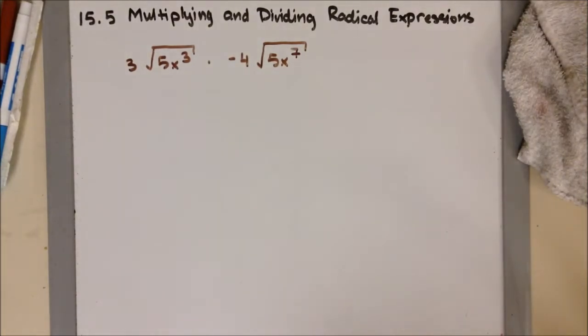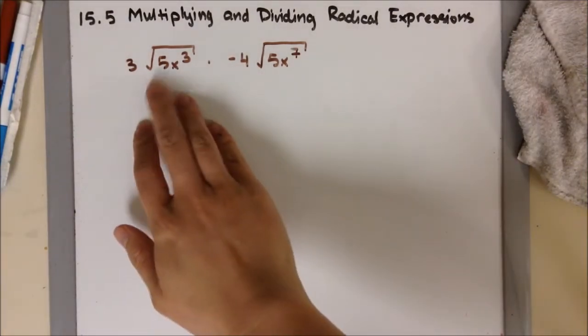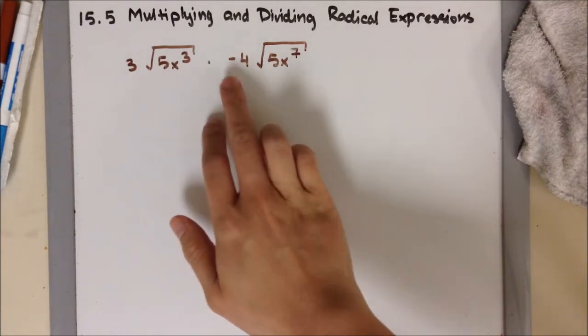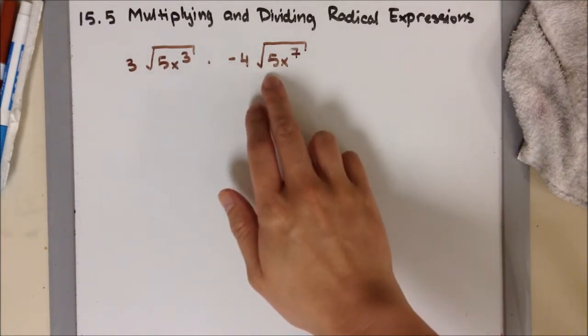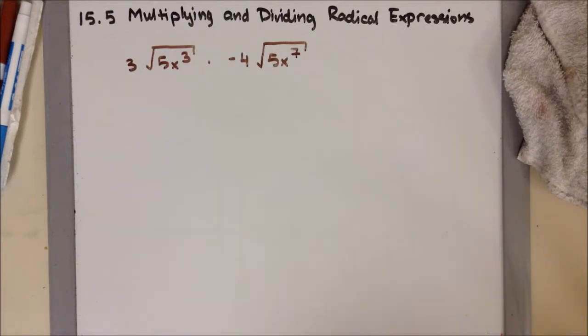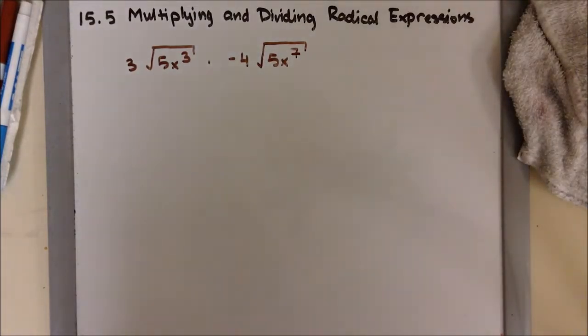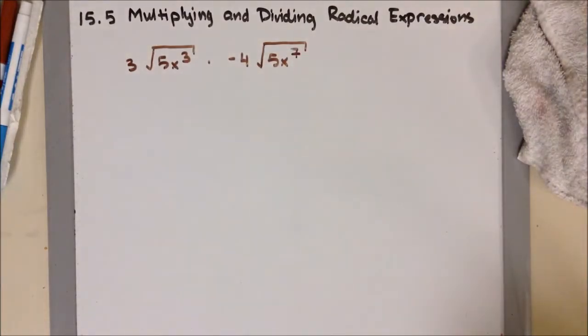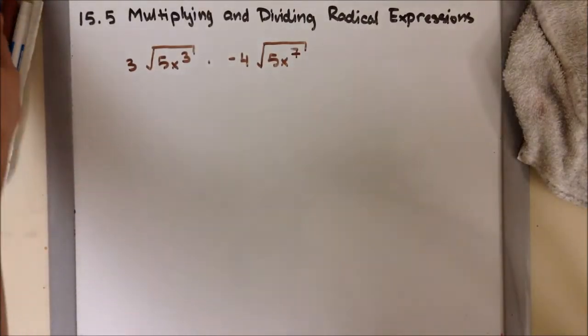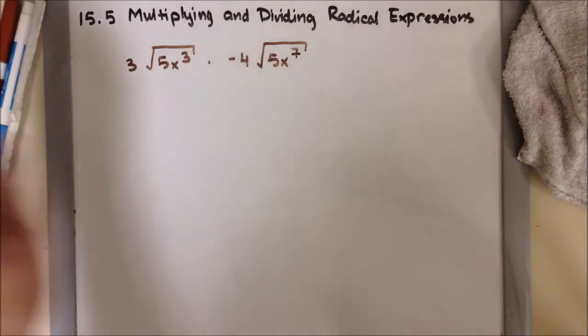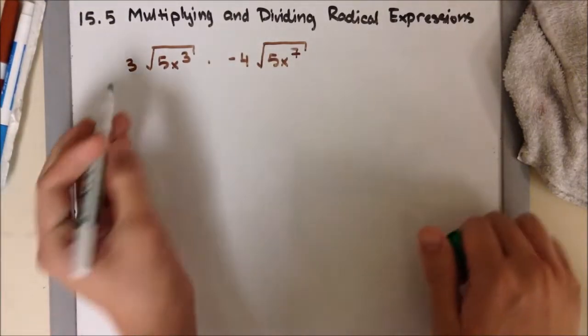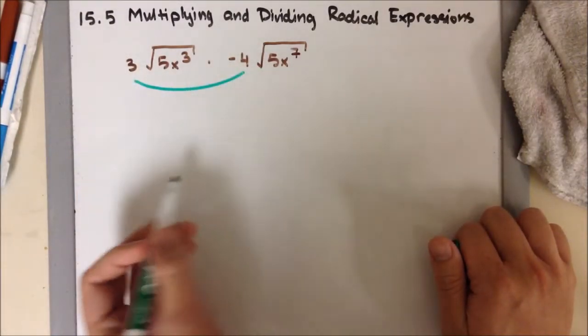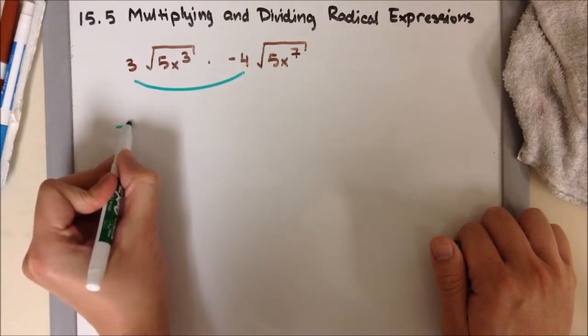In this example, we have 3 square root of 5x to the third power times negative 4 square root of 5x to the seventh power. So in this example, we're going to be working with variables and their exponents. So let's do this part by part. Just like the previous example, I'm first going to multiply the outside numbers, my 3 and the negative 4. When I multiply, it's going to be negative 12.